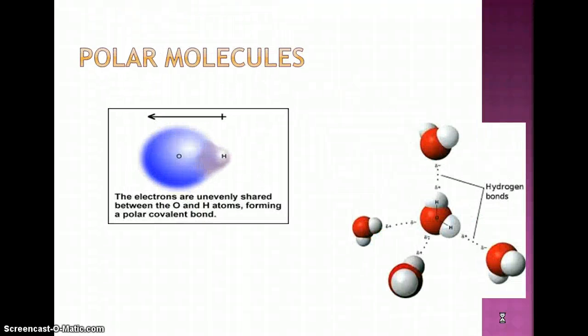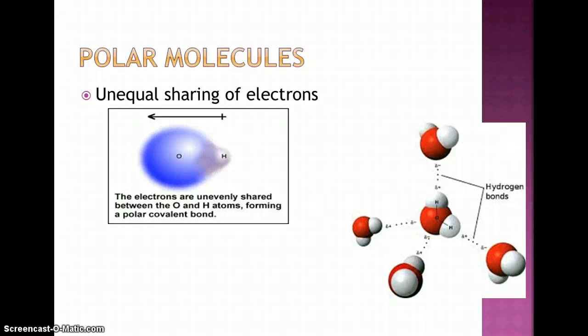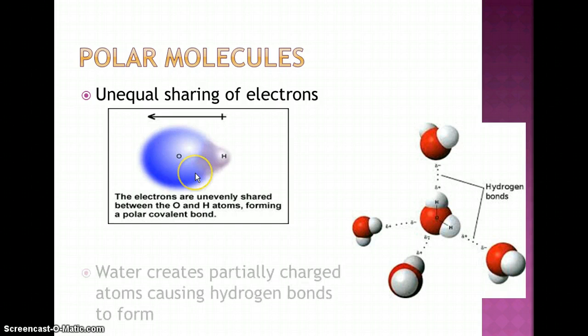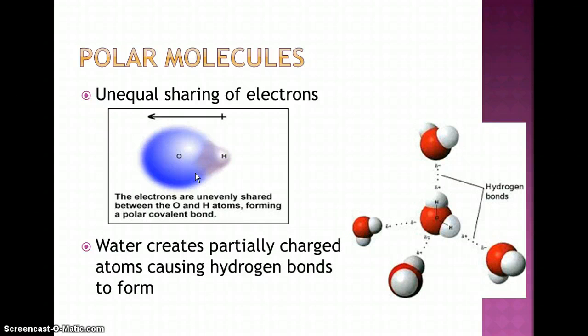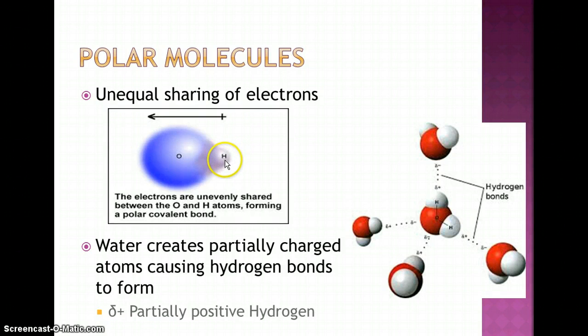Lastly, we have polar molecules. These are unequal sharing of electrons. The picture below is showing you the cloud where electrons could be. Notice around the hydrogen it's very tiny, and around the oxygen it's very, very big. So water creates what we call partially charged atoms, causing these hydrogen bonds over here that you see by these dotted lines. Because these electrons spend a little bit less time around the hydrogen, we're going to call the hydrogen partially positive, not completely positive, just partially positive.